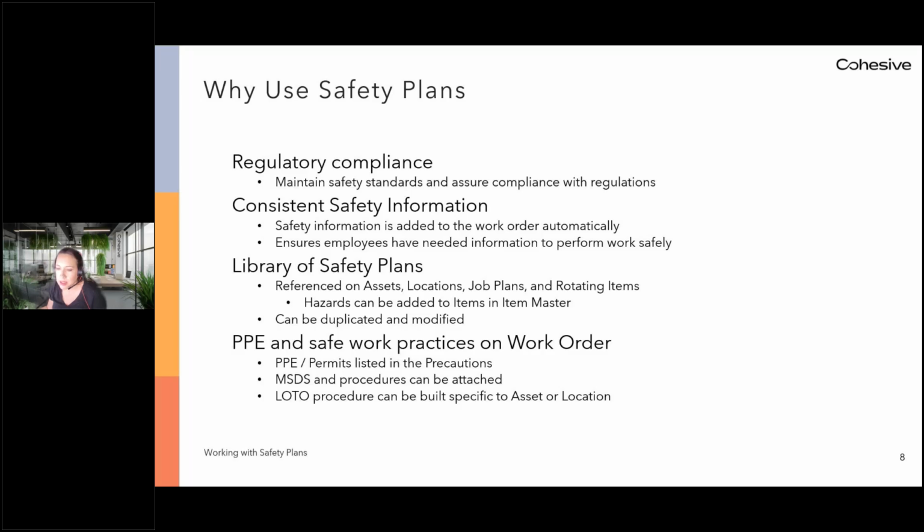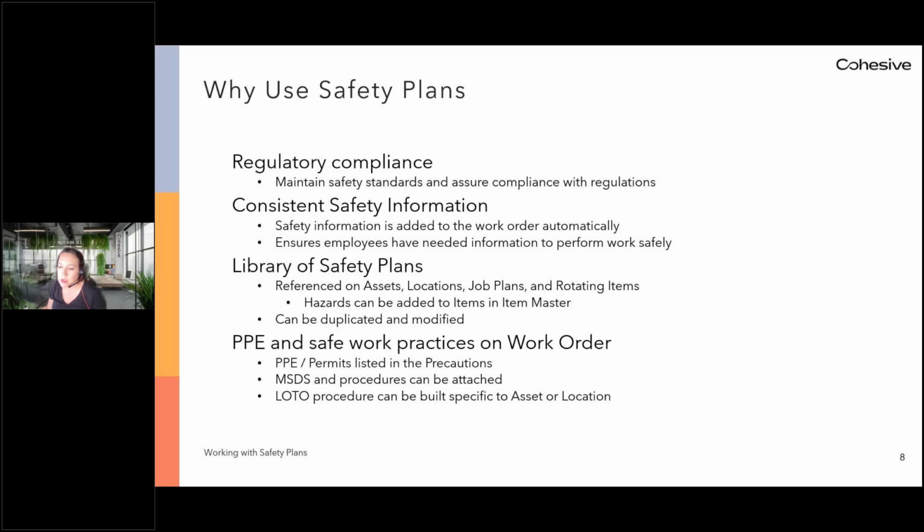Putting all of your safety plans into Maximo also allows you to create a library of safety plans that can then be referenced on all sorts of objects, such as assets, locations, job plans, rotating items, and items. You can view all of your safety plans in one place, and then you can easily duplicate or modify your safety plans as needed. So essentially, this keeps all of your safety information in one place, and this can be particularly helpful in the situation of an audit, for example, and you need to be able to produce or show where you've kept all of your safety plan information.